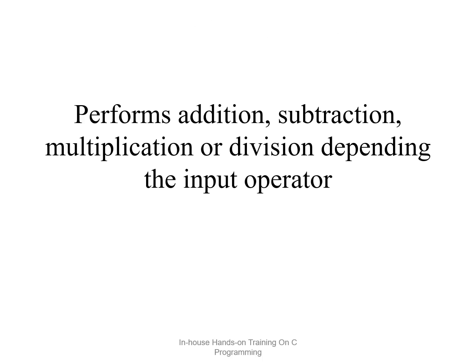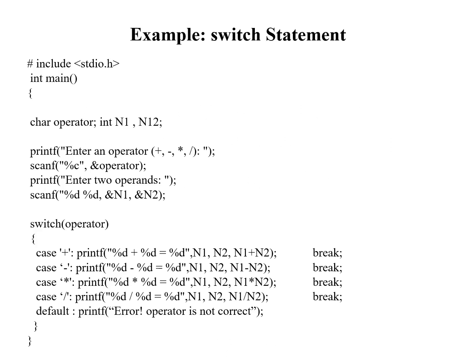See one example of performing addition, subtraction, multiplication or division depending upon the input operator. In this example, we will make a character data type operator, then we will use two numbers n1 and n2 as integers. So very first we will take an input operator: plus for addition, minus for subtraction, star for multiplication, and slash for division. After taking this input character, we will also read two numbers. After getting this input, we will switch on our operator.